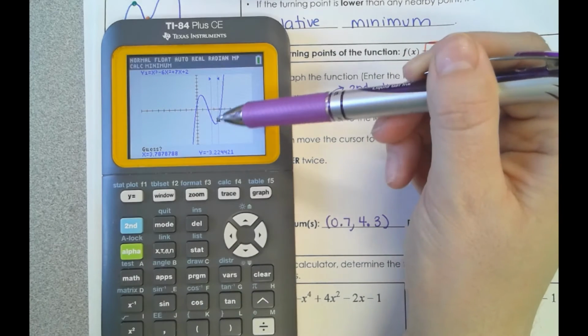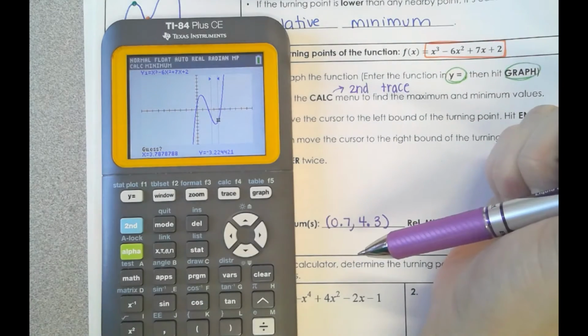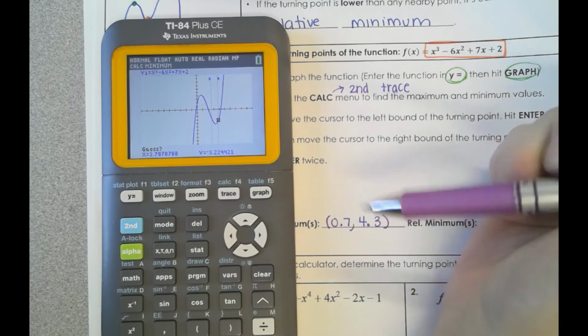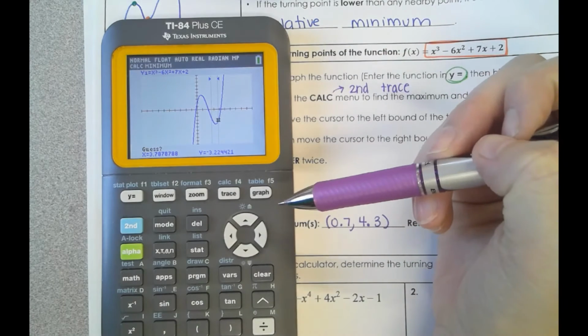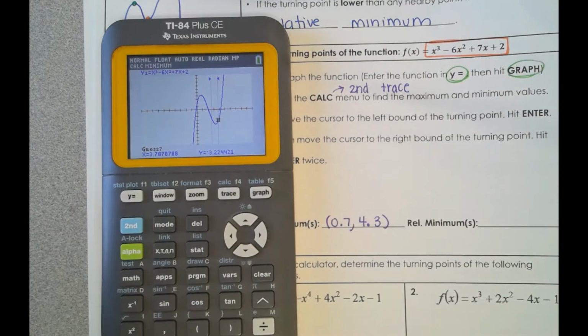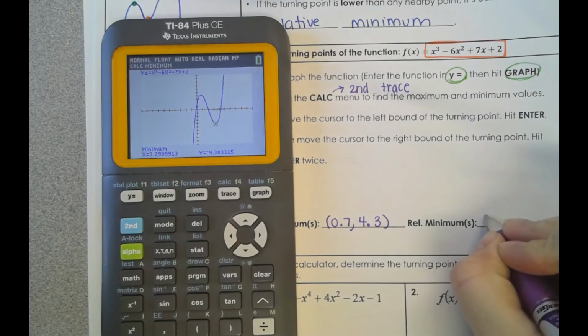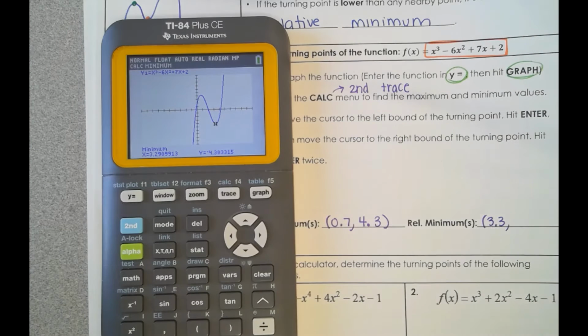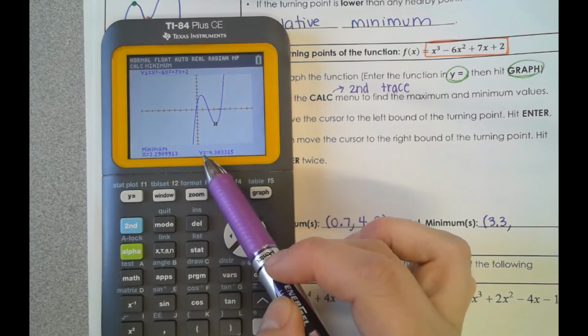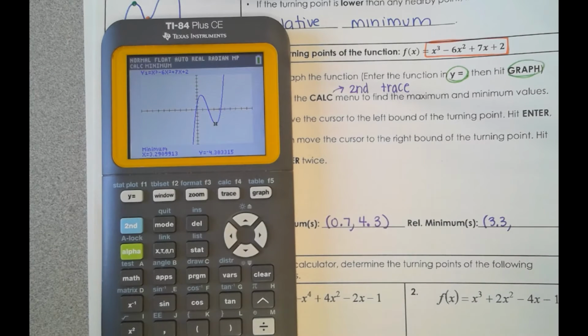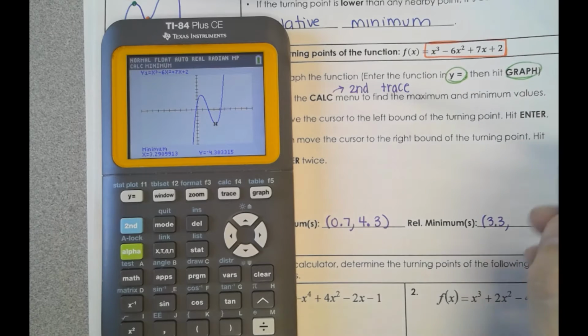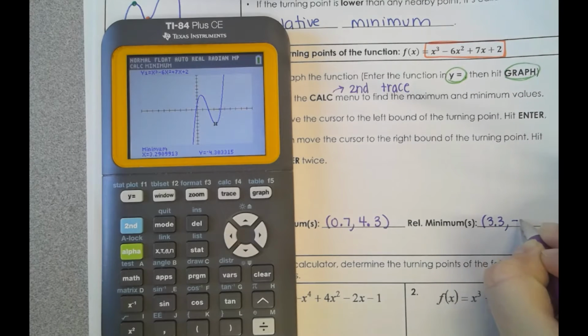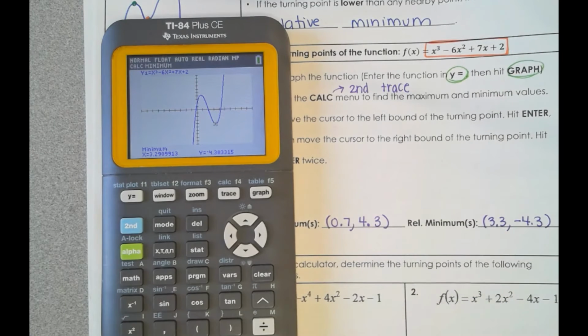Basically, whenever you pick your left and right bounds, it's going to give you those vertical lines. You want to make sure that your minimum is between those vertical lines, and it is. So on the guess, we just hit enter again, and it tells us that the minimum is 3.3. A lot of times students are like, do I round? You always round. You never don't round. Unless you're going to write the entire thing, rounding rules are always a thing. They never go away. So 3.3, negative 4.3. That is the minimum.